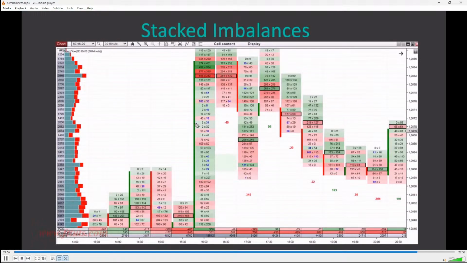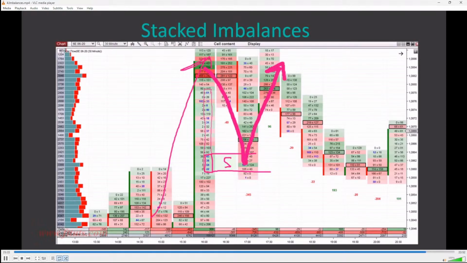Now, another nice example of the stacked imbalances. Also, in a trend, strong buying activity in here, you can see that there were a lot of buying imbalances in this whole area, but the only place where they were stacked was in here. So this marks a strong support. The price made a pullback into this area and reacted to it very nicely.